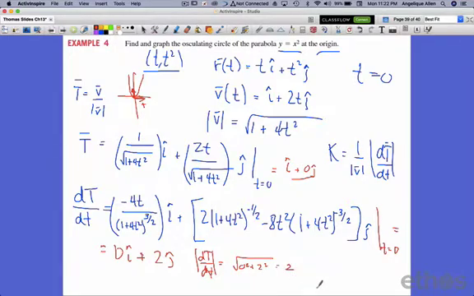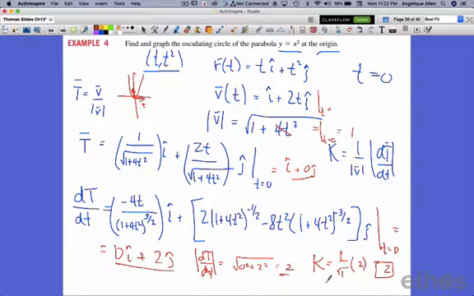So when we do curvature, we're going to do 1 over the velocity. All right, so the magnitude of the velocity, excuse me, at t equals 0. So this is going to be 0. The square root of 1 is 1. So 1 over the square root of 1 times our magnitude of dT/ds, which we figured out was 2. So we're going to end up with a curvature of 2.